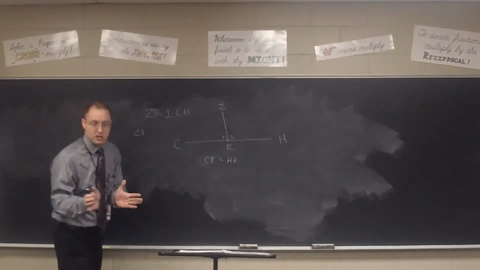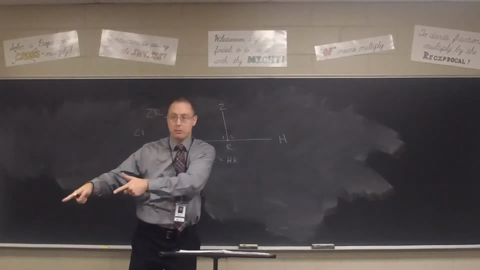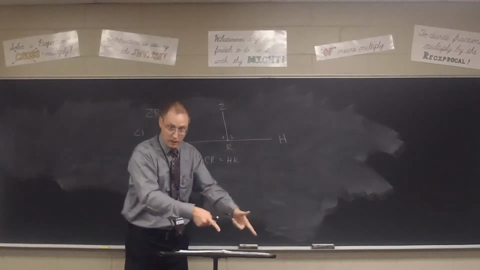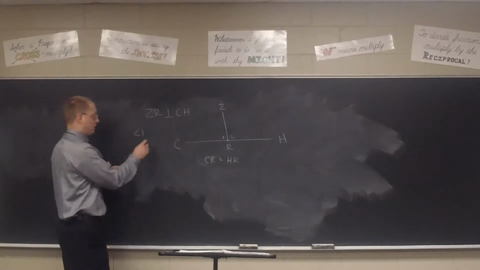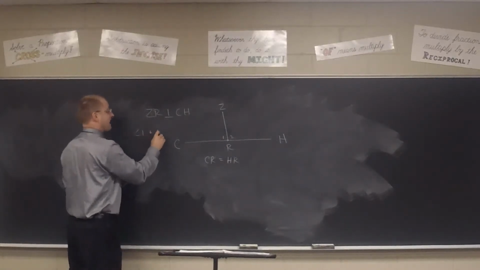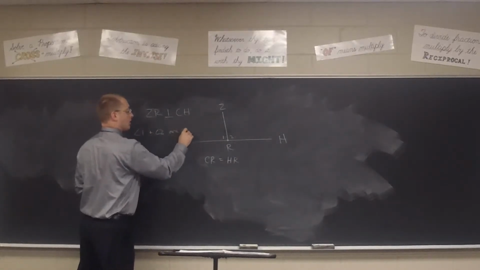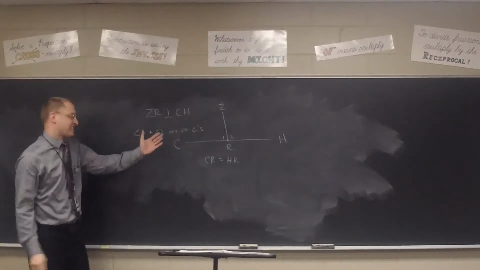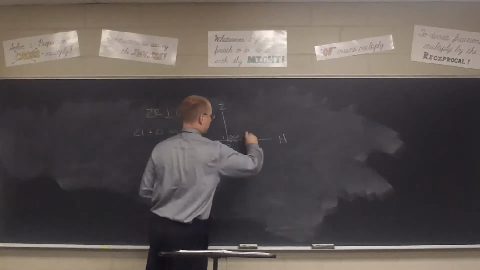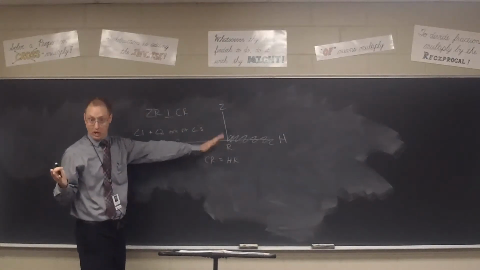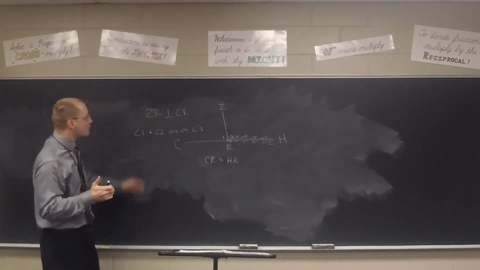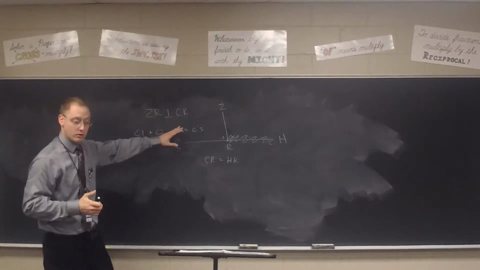Ethan? If ZR is perpendicular to CH, then that means, what's the clang response to perpendicular, class? If I have a perpendicular, I have right angles. So that means I should state that angle 1 and angle 2 are right angles. In this case, since I had two of them, if it were just this, then I'd just say angle 1 is a right angle. You got a perpendicular, clang, you got right angles.